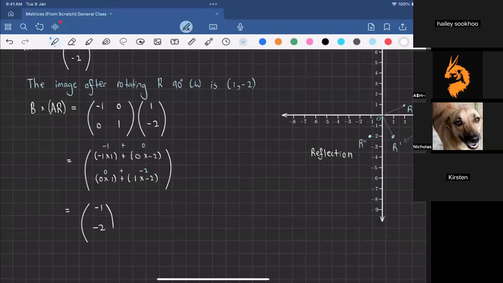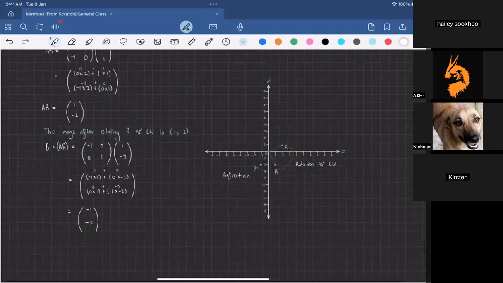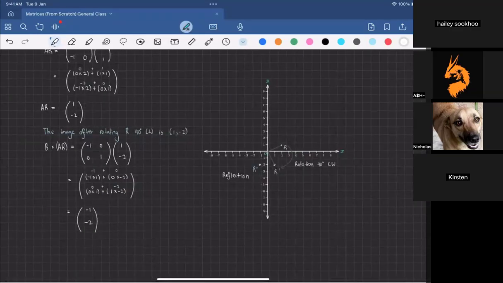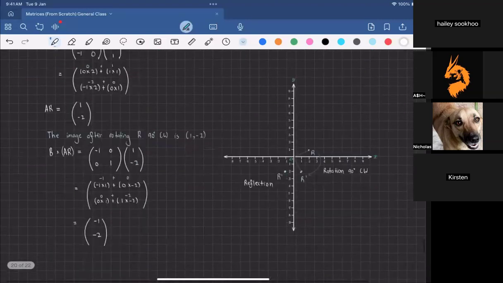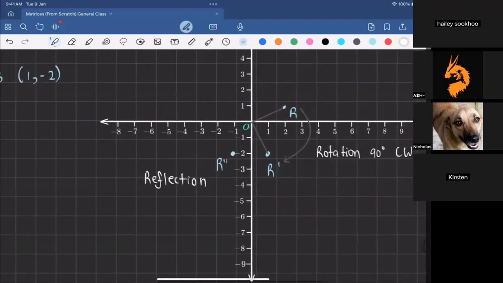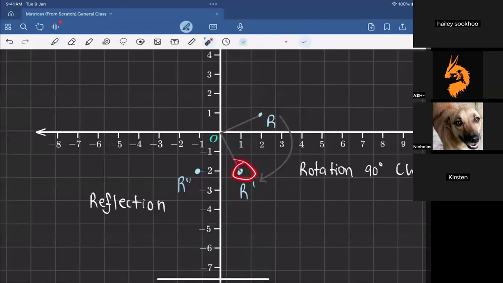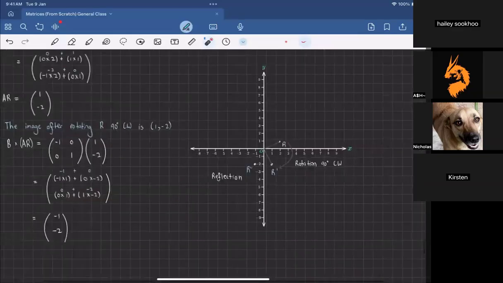Cool. And Kira, remind me what kind of transformation is B again? What does the matrix B do? A reflection on the y-axis. So when I plot it on the graph, minus 1, minus 2, does it look like a reflection of this about the y-axis? This is the y-axis. Yeah. So everything making sense, right?